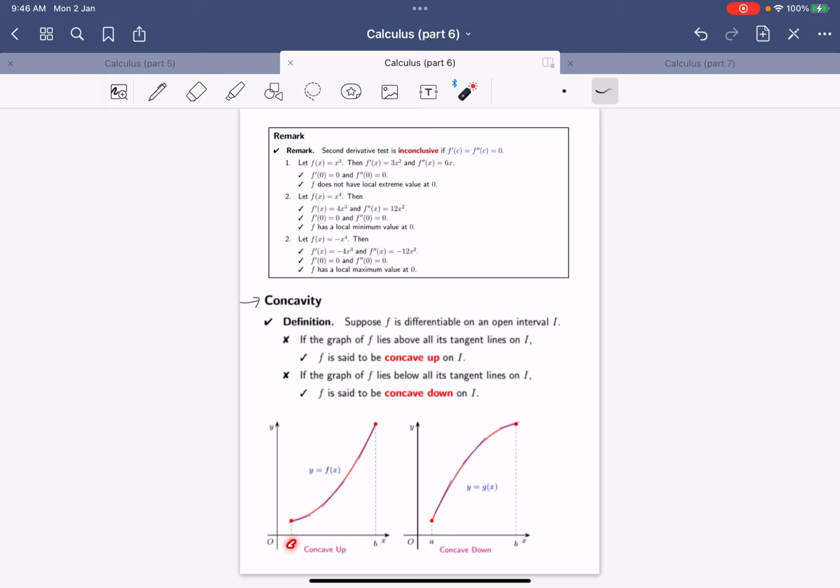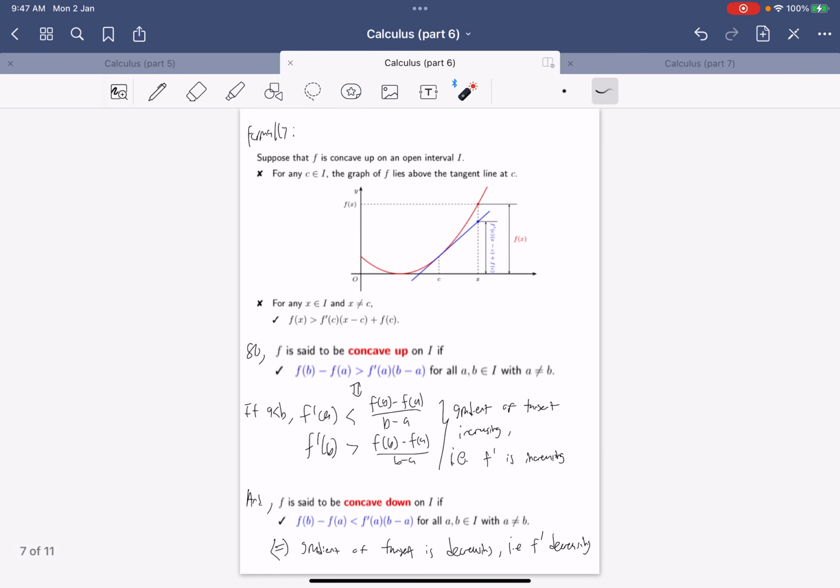That's when all the tangent lines are below the graph, but here all the tangent lines are above the graph. But how do we capture these words, that all the tangent lines lie above or below the graph, in mathematics? Well, formally, if we were to draw the tangent line, we see that the value is always less than the graph, and so f(x) is less than whatever the y value is for the graph.